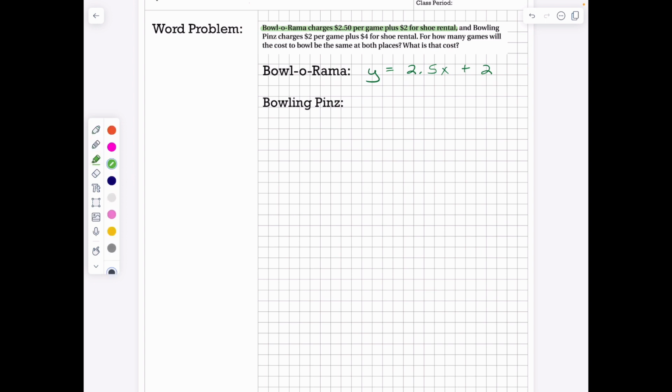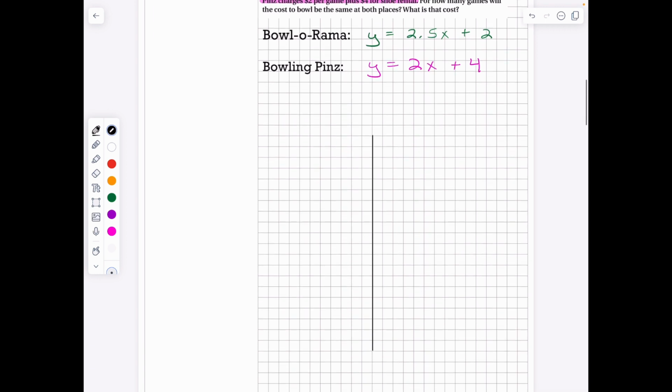And at the other location, at Bowling Pins, we're going to pay $2 per game plus $4 shoe rental. Y is equal to 2x plus $4 for shoe rental. All right. How many games do you get to play at each so that the cost is the same? So I'm going to use up a big chunk of the page here to build my graph.